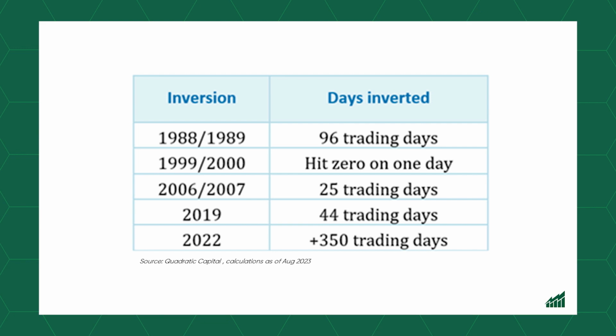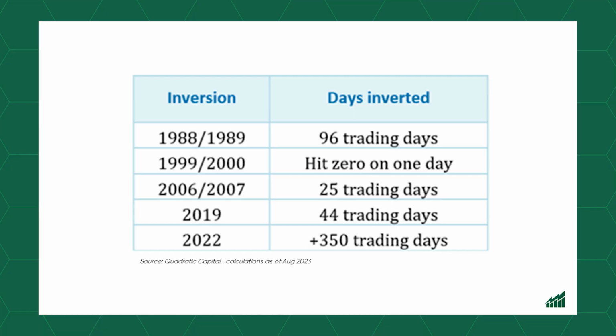Notice here, the next two I think are very important. Back in 1999, 2000, it hit 0 in 1 day. It wasn't inverted, but actually it was flat. So that meant that the 2-year and the 10-year and 30-year were yielding the same. And 2006 and 2007 was 25 trading days. Why are those two important? Because those two dates, if you look at it, the yield curve inverted and actually started to normalize before the economy went down and the stock market fell.